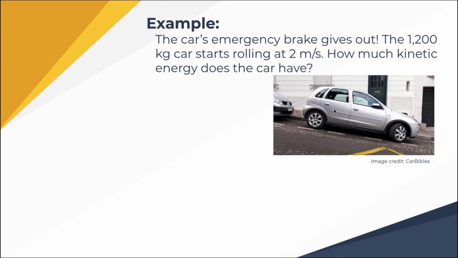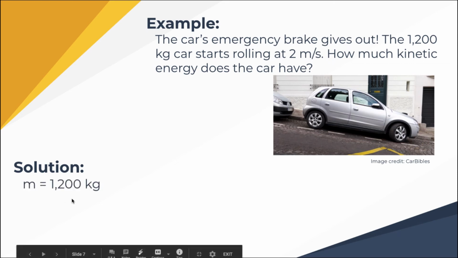The car from before's emergency brake gives out. The 1,200 kilogram car starts rolling at 2 meters per second. How much kinetic energy does the car have? So to solve these problems, we need to think about the equation. It's 1/2 times mass times velocity squared. So I need the mass and I need velocity. Mass is 1,200 kilograms and velocity is 2 meters per second.